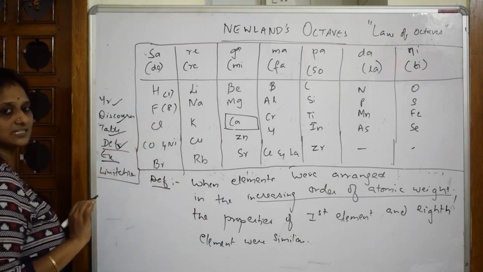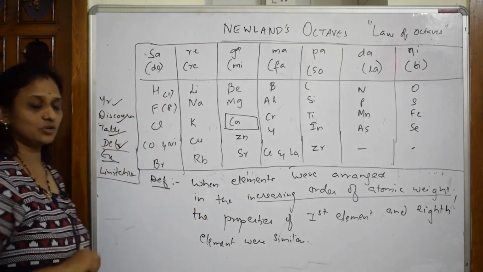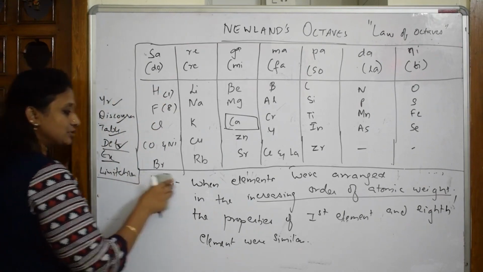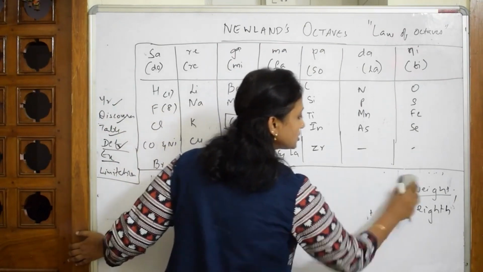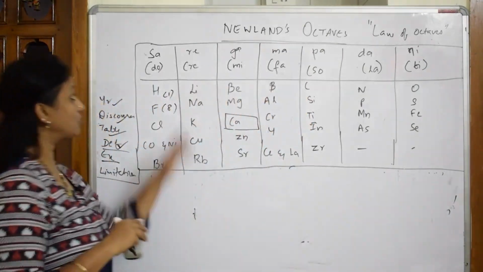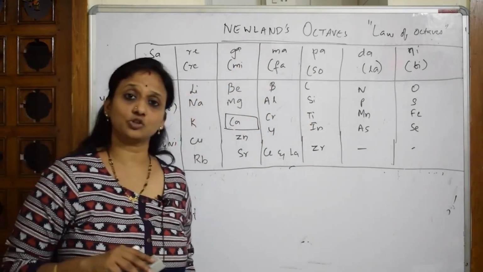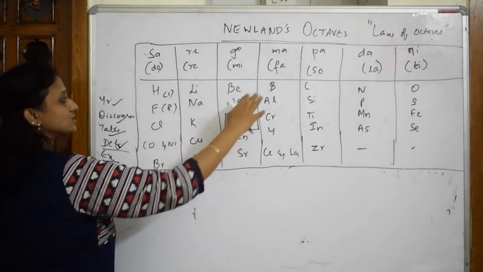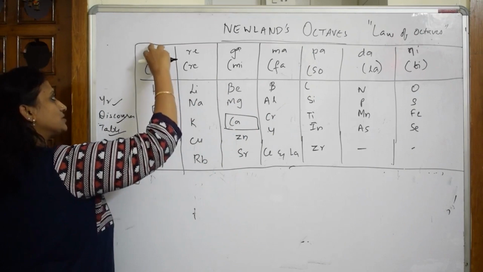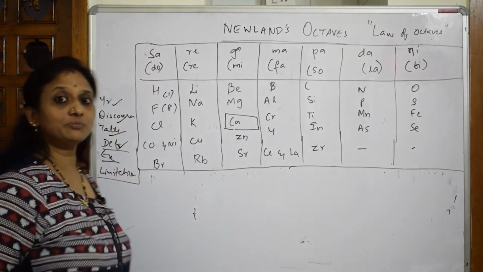So, I've given this example list. Now, what should you remember after writing the definition? You should say why he has arranged this concept, or why the musical notes were written here on the top. These are the musical notes, isn't it? So he has taken 56 elements and arranged them like this. After that, he has mentioned this as compared to musical notes.